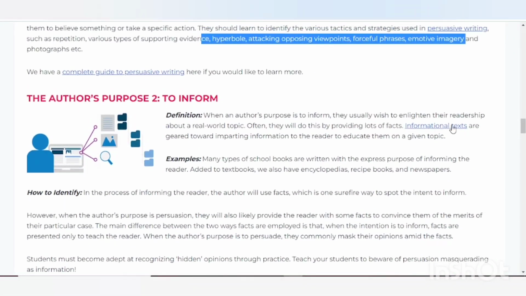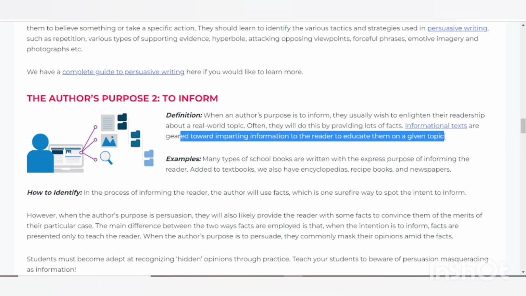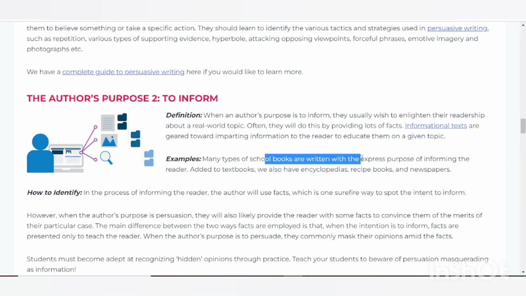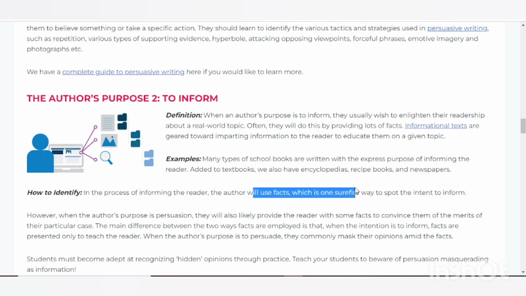To inform means you wish to enlighten the reader about a real world topic. It includes a lot of facts, and it is geared toward imparting information to the reader to educate them on a given topic, right? Many types of school books are written with the purpose of informing. Along with textbooks, encyclopedias, recipe books, and newspapers are examples. How you can identify a passage that is to inform is that the author uses a lot of facts.